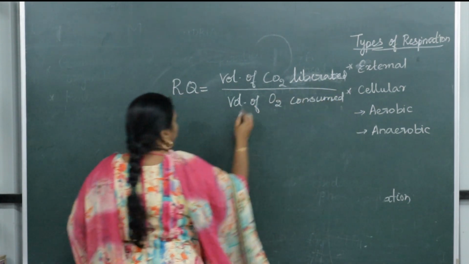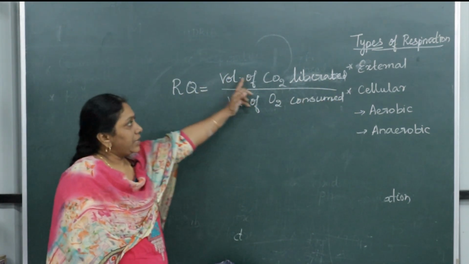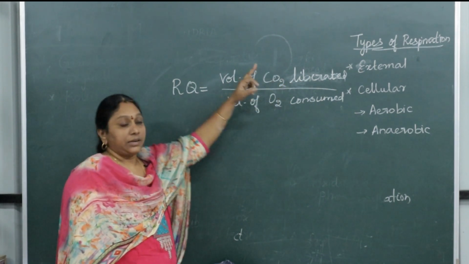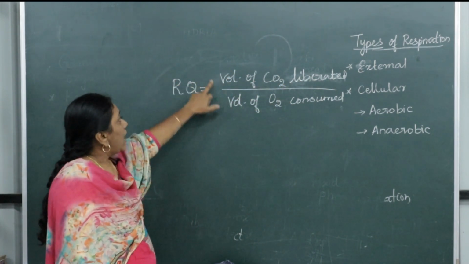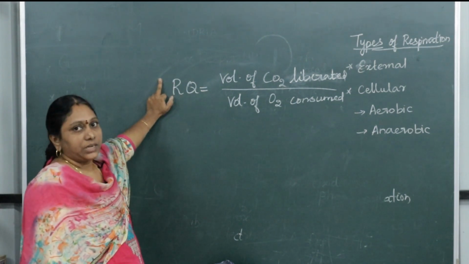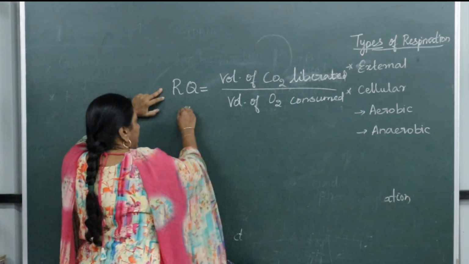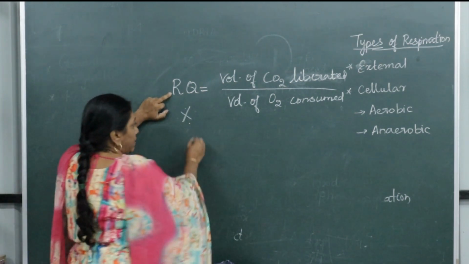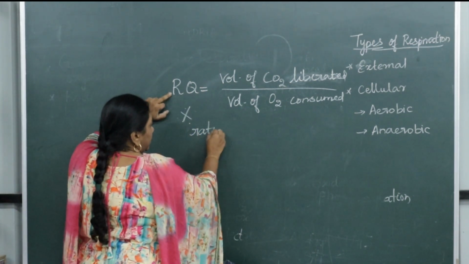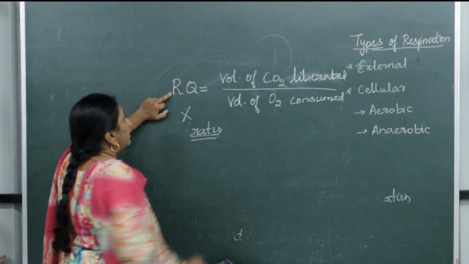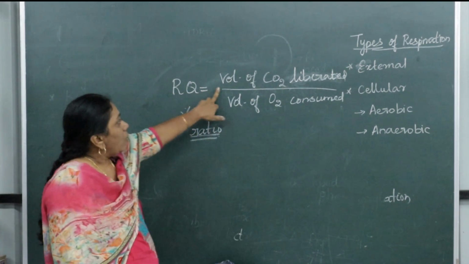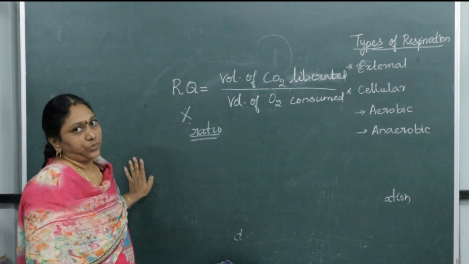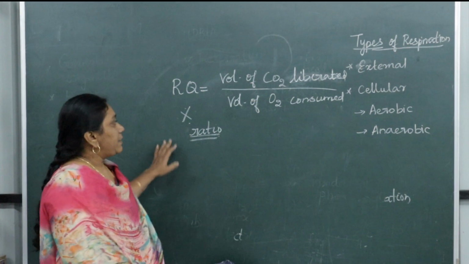This tells us how much oxygen we have taken in and how much carbon dioxide we have liberated. That value is called RQ, that is respiratory quotient. This is a very very important 2 mark question. It is nothing but a ratio. The word ratio is very very important. It is a value. It is a ratio of the volume of carbon dioxide liberated to the volume of oxygen consumed. So this is the last part of this lesson.